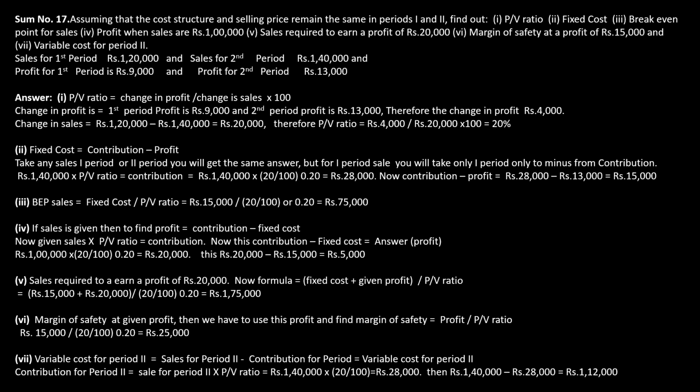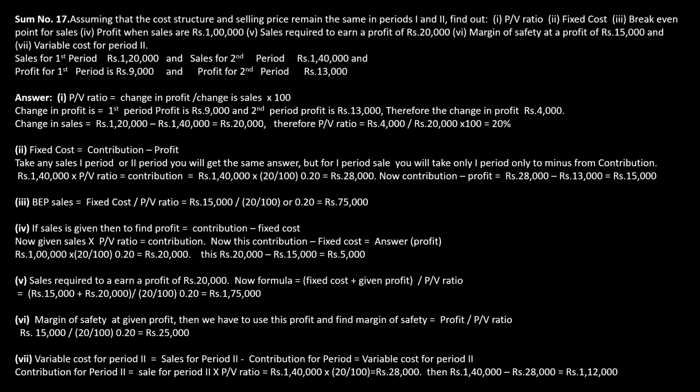Now, third question, to find BEP. The formula will be fixed cost divided by PV ratio. I know the fixed cost which I found in the second case. I know the PV ratio which I found in the first case. Therefore, fixed cost 15,000 divided by PV ratio 20% will give me rupees 75,000, which will be my BEP sales. Is it clear? Now, it is just mere substitution of formulas. If you remember the formula, you can do it easily.